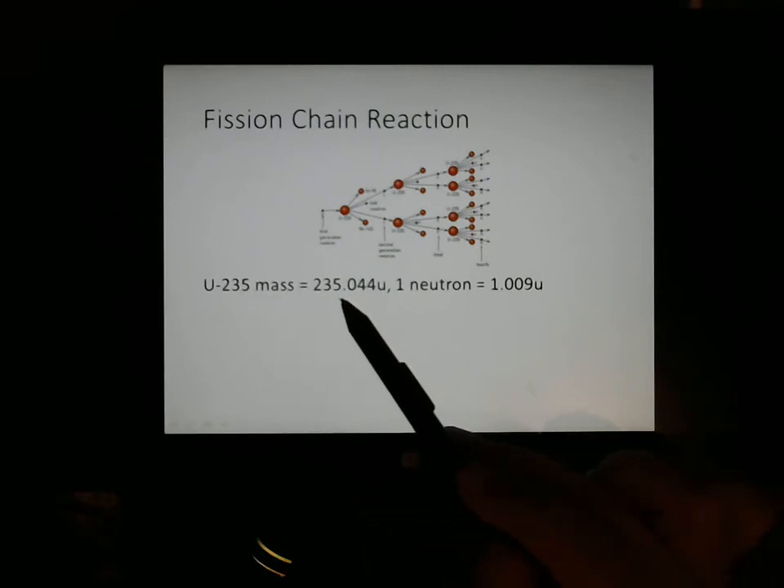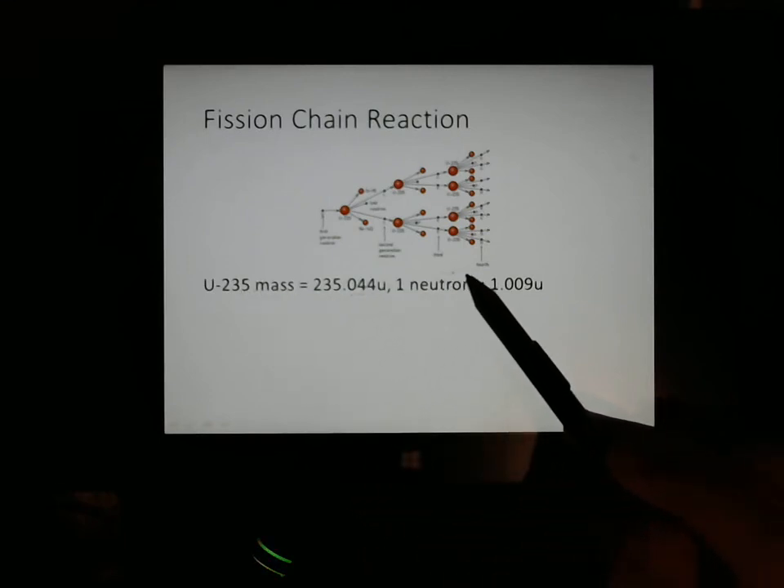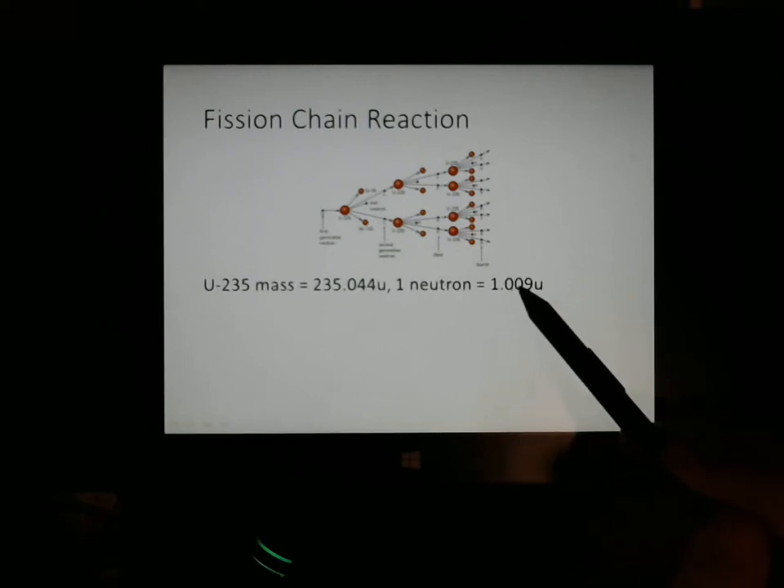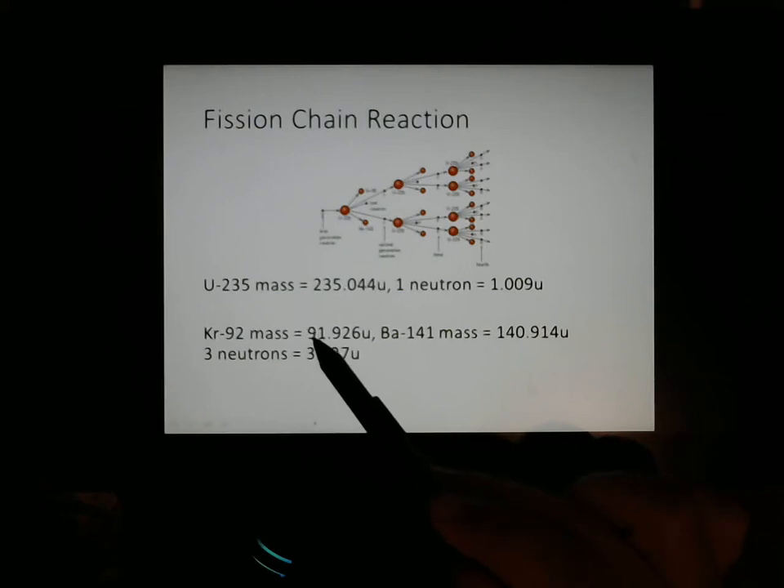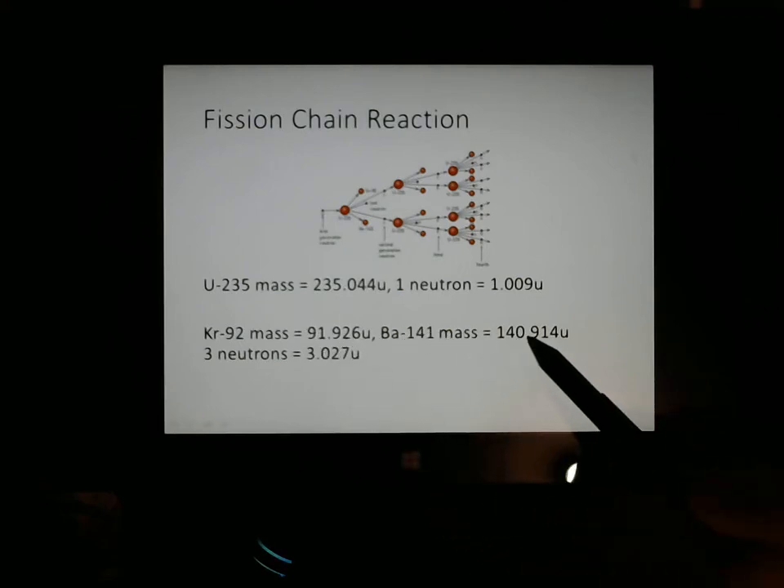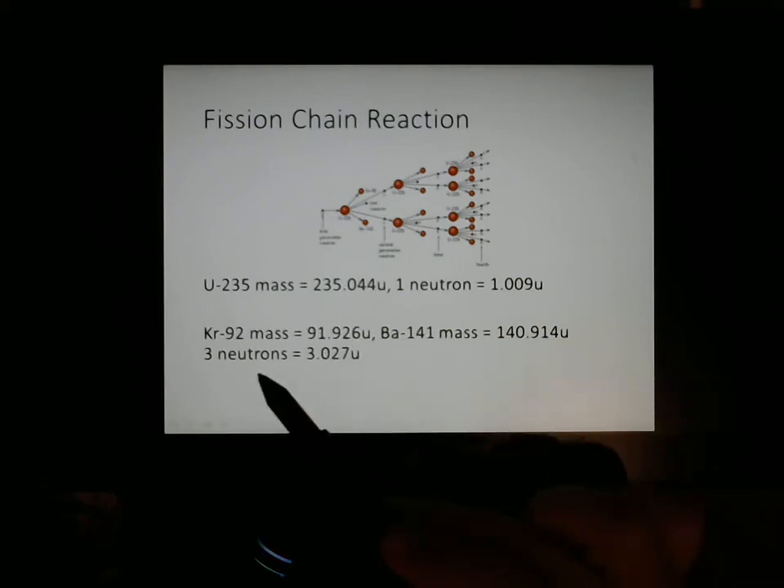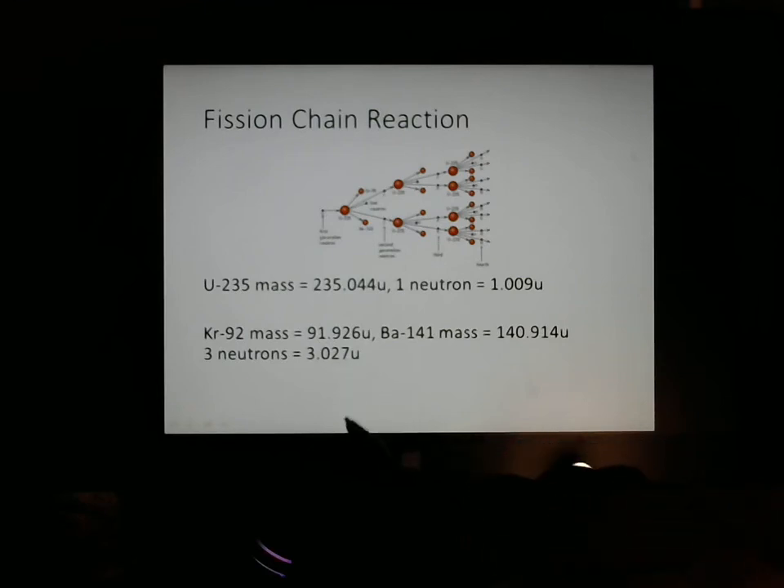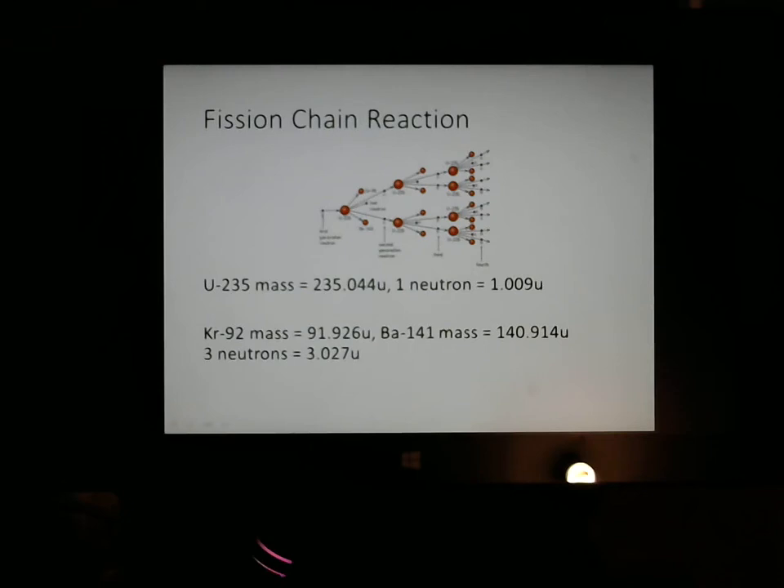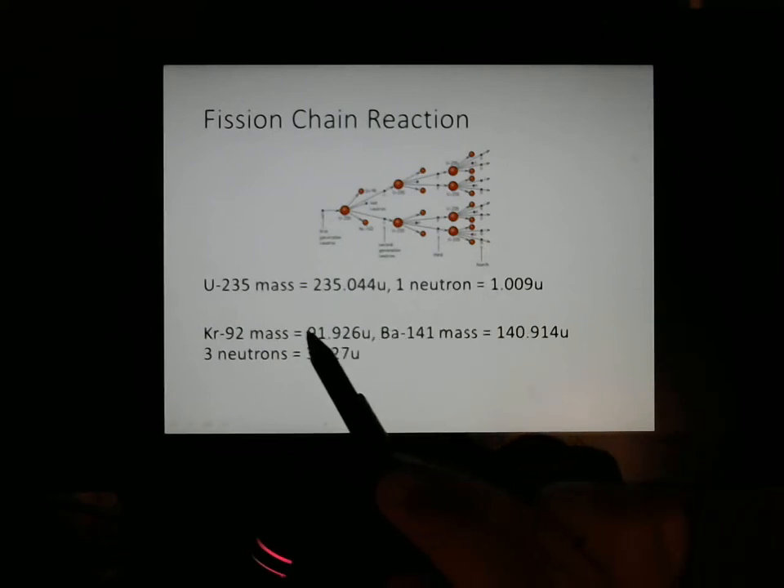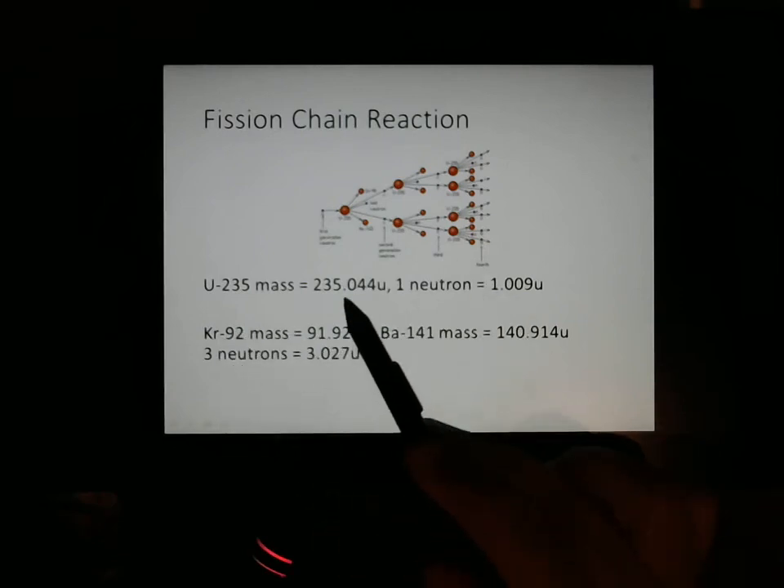Uranium-235 weighs 235.044, and 1 neutron weighs 1.009. The krypton mass is 91.926, barium 140.91, and 3 neutrons weigh about this. Now if you add all these up, if you add these 2 and you add these 2, you get a difference of close to 1 atomic mass unit. And so that energy has to go somewhere.